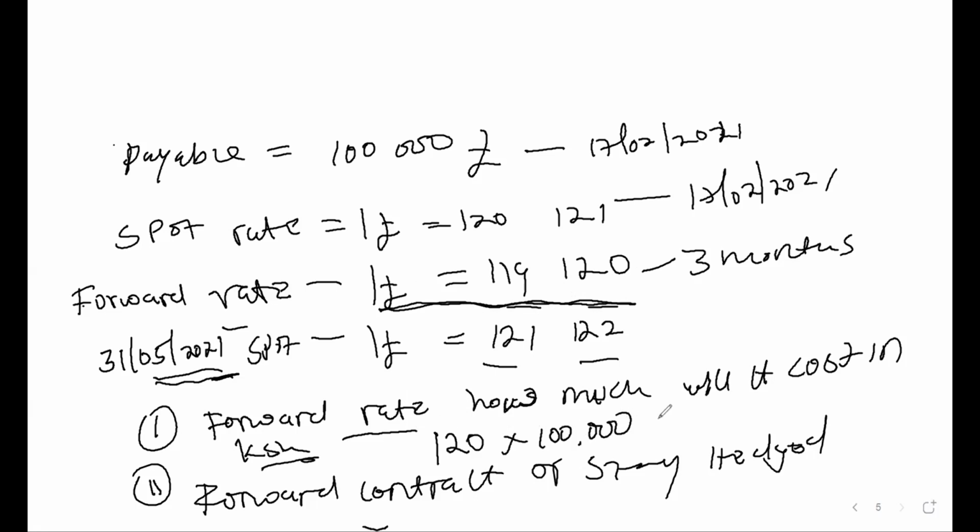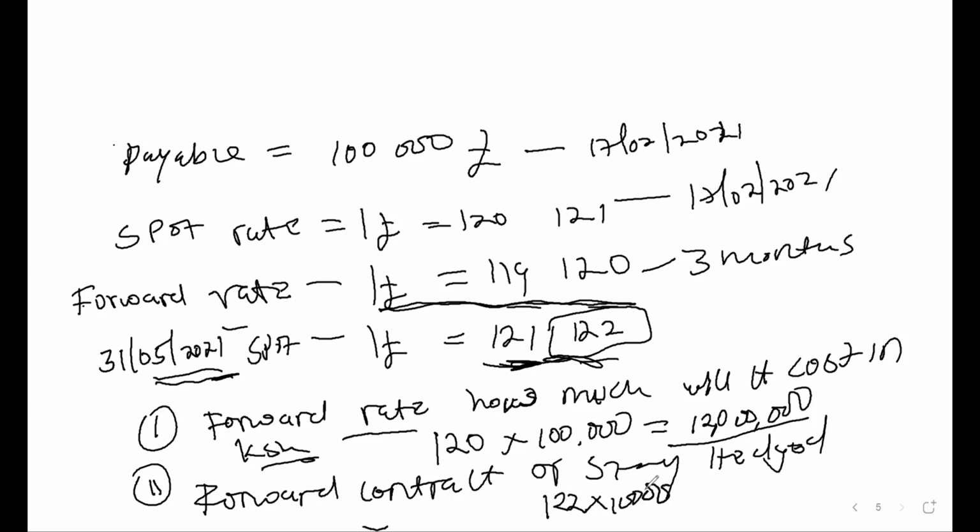So if you decide to go for that, then you will spend 120 times 100,000. That is the amount you will spend in Kenya shillings. That is 12 million to pay your payable. Now, let's assume you stay unhedged. You decide that these rates will be prevailing on the date of maturity of this transaction. Remember, you are going to buy the currency at 122. So if you stay unhedged, you'll do the exchange at 122 times 100,000, which will give you 12,200,000.